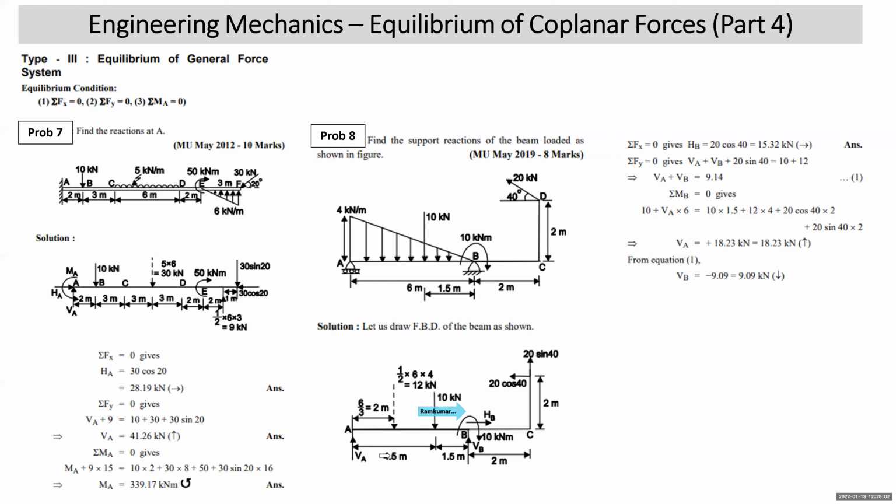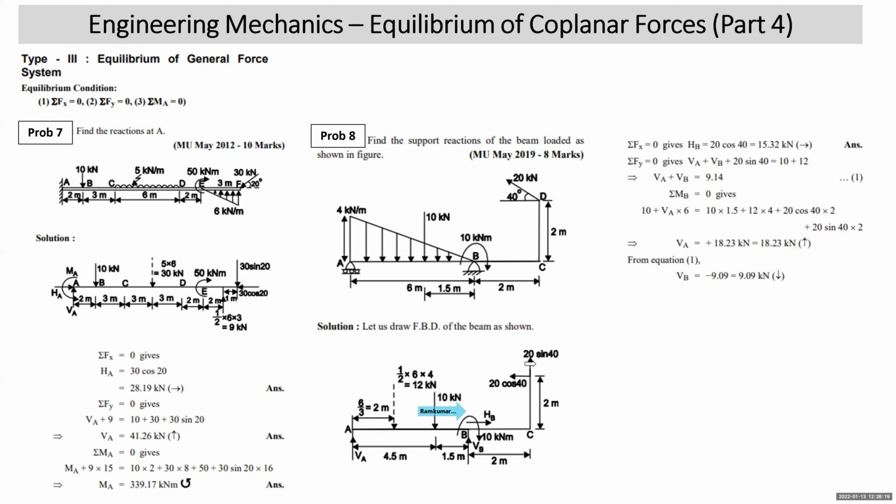12 is at what distance? 4. How do you arrive at 4? 1.5 plus 2.5. That is 4, anticlockwise. Even this 20 cos 40 will give you anticlockwise. And this 20 cos 40 is to the left above P, so assume it against the moment center. 20 cos 40 into 2, that will also give you anticlockwise moment.